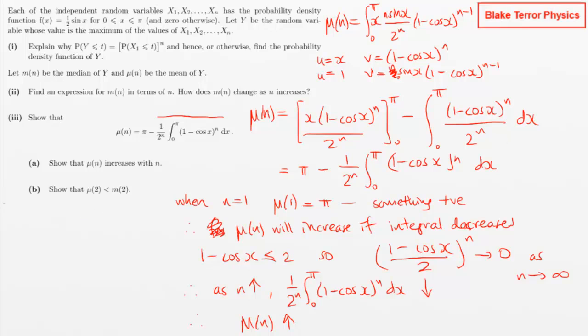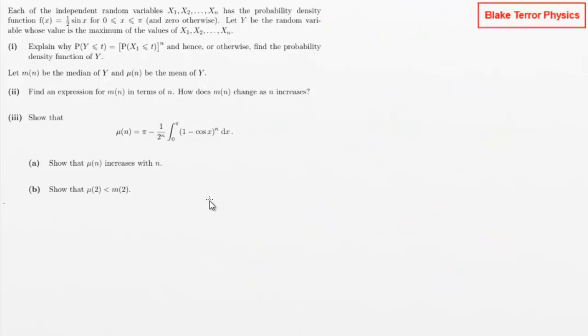Wow, okay. Right, so that's another sheet filled up. We're on to the last part anyway, just on part B now. Show that mu of 2 is less than m of 2. Well, we can work these things out to some extent, can't we? Let's start off by doing mu of 2.